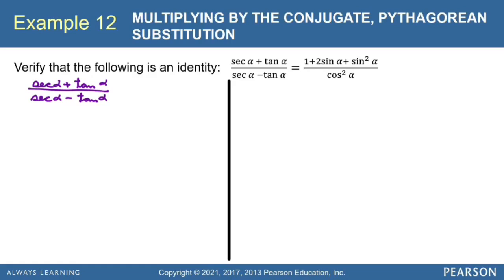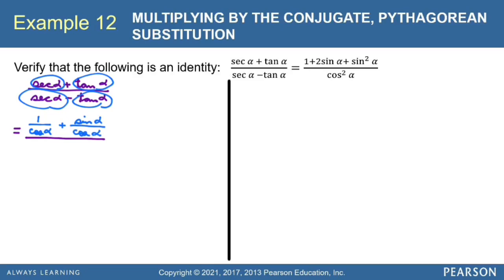So we actually are going to apply our reciprocal identities to both secant expressions and our quotient identity to both tangent expressions. So let's go ahead and circle all 4 of these. And now we will rewrite each function. So secant of alpha can be restated as 1 over cosine of alpha, and then we have our plus sign. Tangent of alpha can be restated as sine of alpha over cosine of alpha.